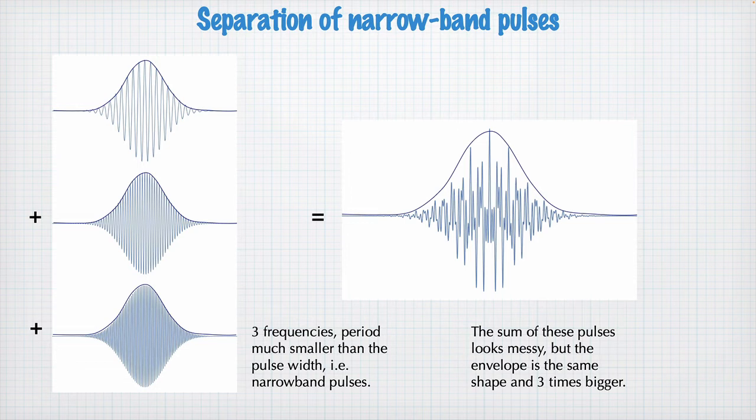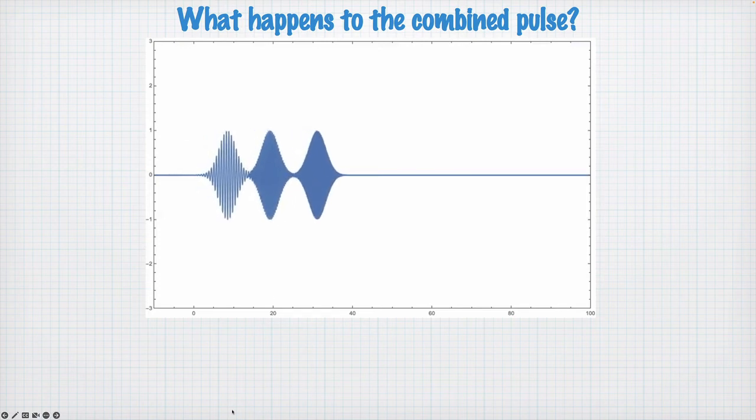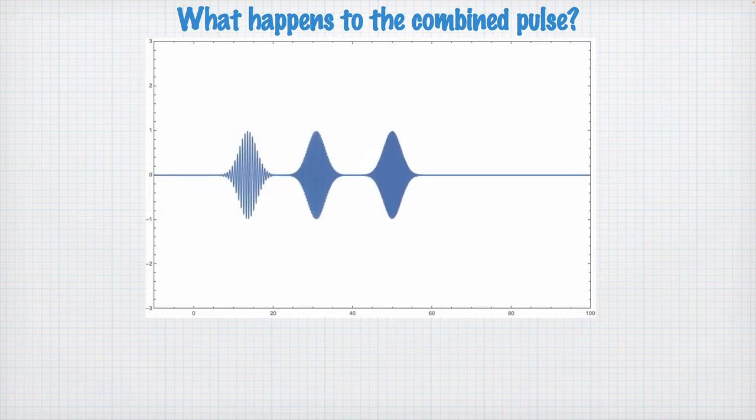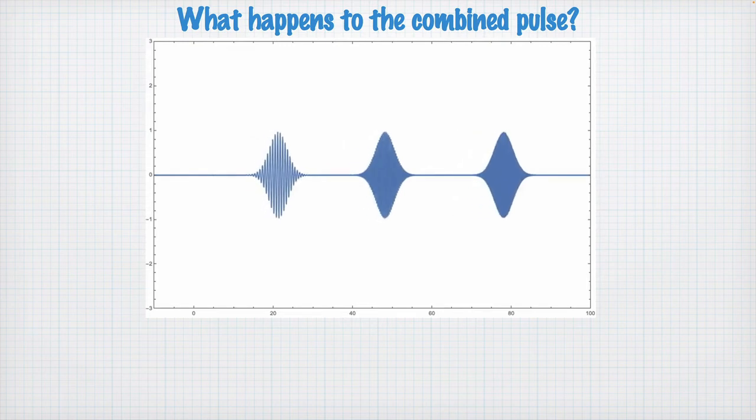What's going to happen when you put it into the dispersive medium? The wave propagates and the 3 frequencies separate into their respective groups because each of those pulses has a different phase and group velocity. Each of them is narrowband. They're narrowband because the pulse is long compared to the period of the carrier underneath.